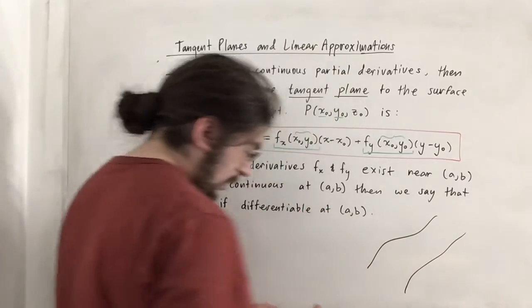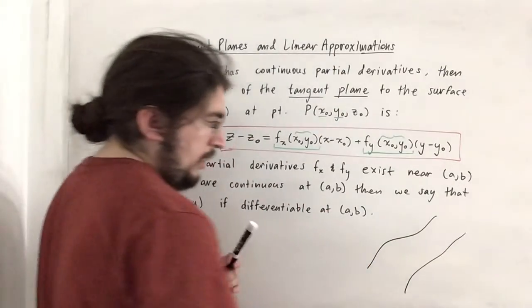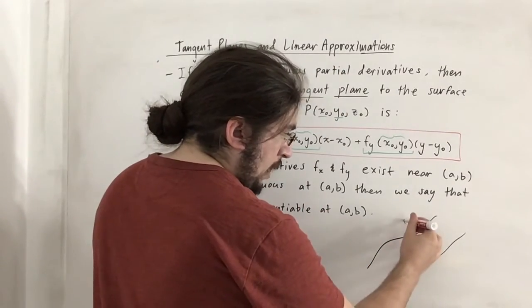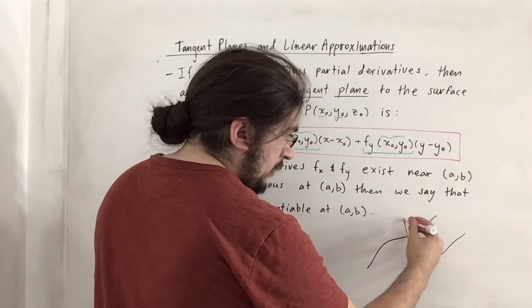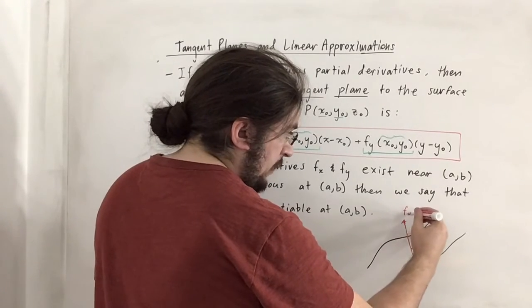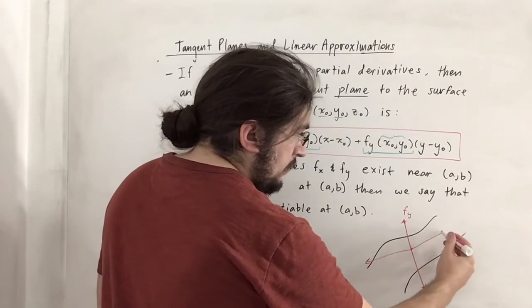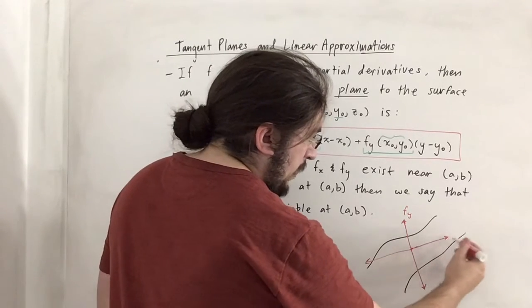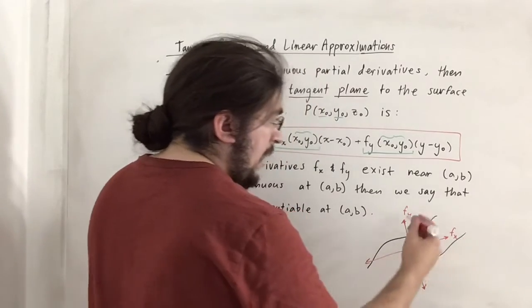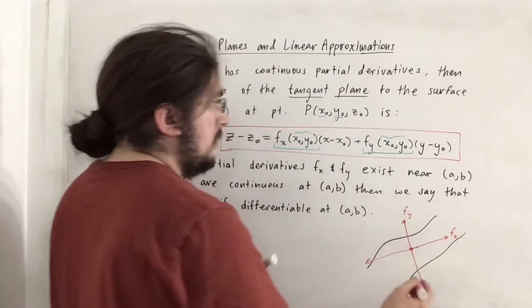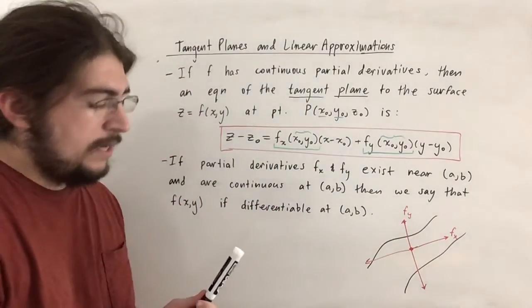I know it sounds a little funny, but just imagine you have some surface in 3 dimensions, something like this. At a particular point, you have a tangent line in one direction, let's say the y direction, and then you have another one in the x direction. Notice these are each fx and fy at that particular point, so in other words, plug in an x naught and y naught.